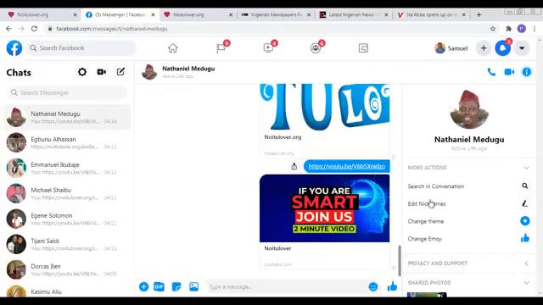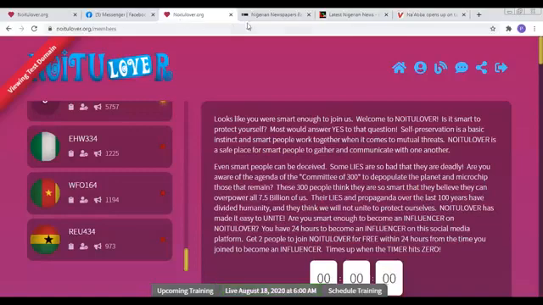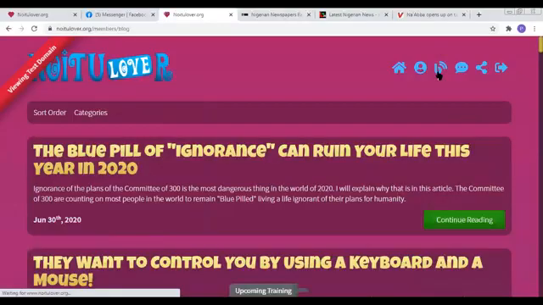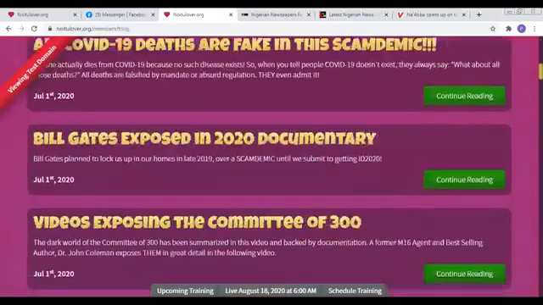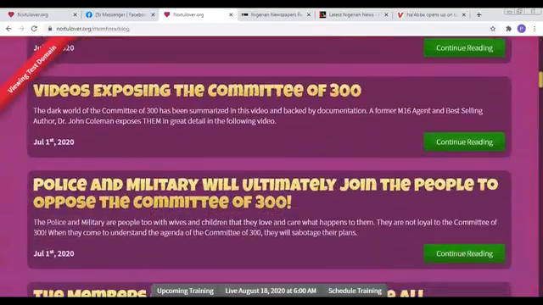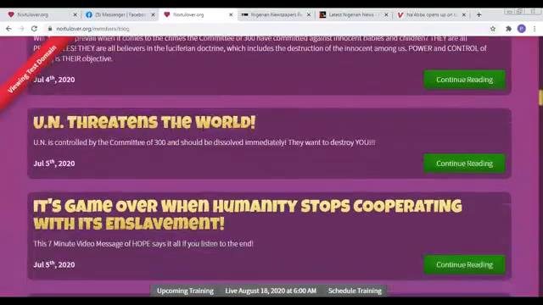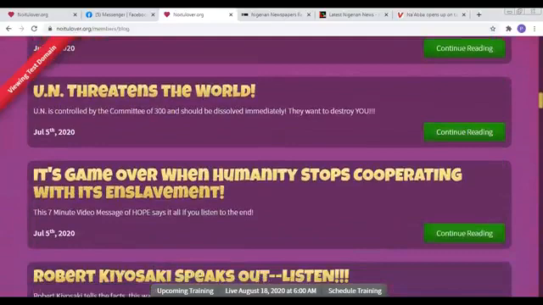And then let me take you back to the Noitulover platform and explore some of the important icons that you need to work with. What if, this is the blog. On the blog, you have quality and classic information. Talking about information that is not commonplace. It's only in a place like Noitulover that you can get this kind of information.